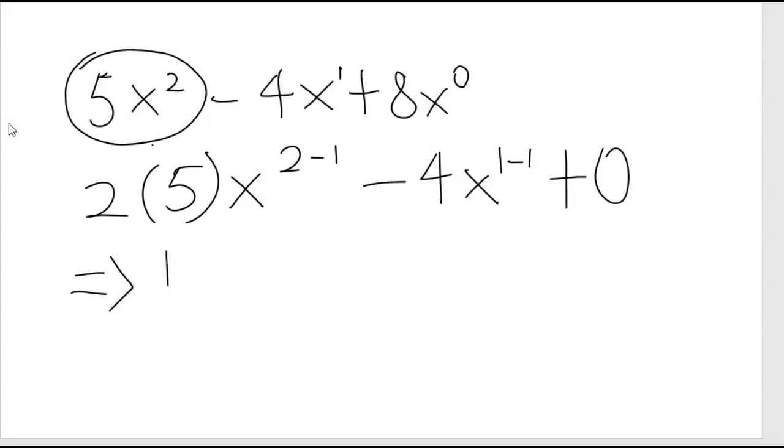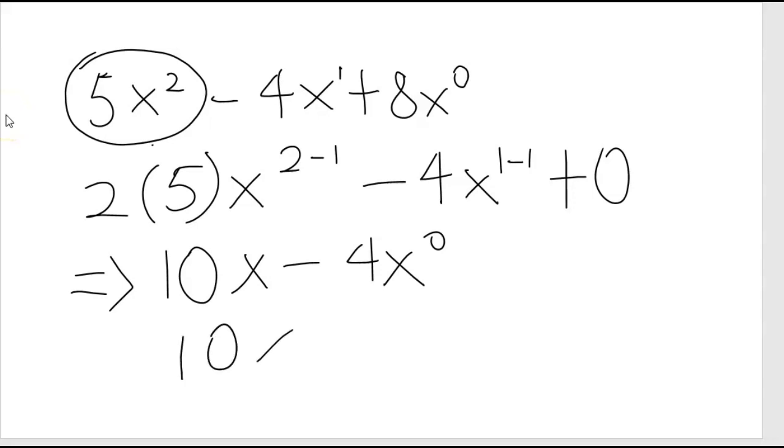2 times 5 is 10. And then x to the power, what? 2 minus 1 is 1. It's not written. So we move on and we have minus 4 times x to the power, what? 1 minus 1 is simply 0. Okay? Now what did we say earlier on? We said any number to the power 0 is 1. So this is the same as 10x minus 4 times 1 is 4. It's simplified.